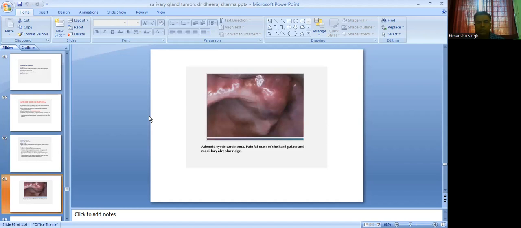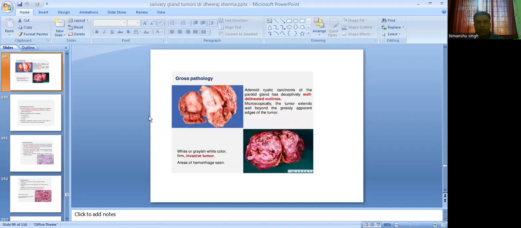Adenoid cystic carcinoma, which is a painful mass of the hard palate and maxillary alveolar ridge. The whole of the alveolar ridge you can see in this photograph. On excision, the adenoid cystic carcinoma of the parotid gland has well delineated margins, as you can see. And in the lower photograph, you can see a white or grayish white color and the invasive kind of tumor, and areas of hemorrhage can also be seen.